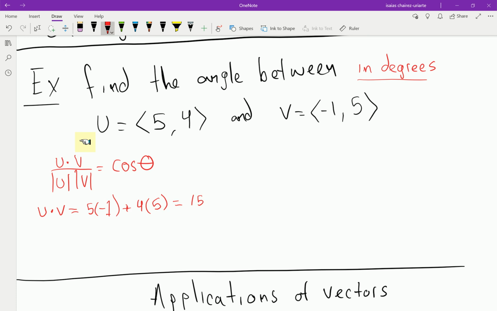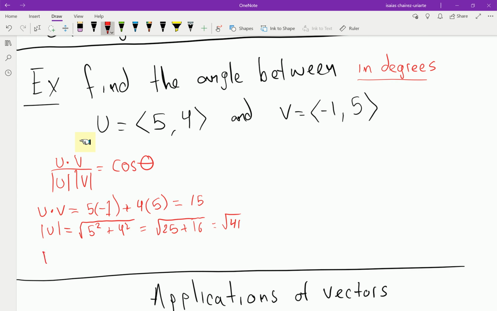Now let me compute the magnitude of U. The magnitude of U is going to be the square root of 5 squared plus 4 squared. So that's the square root of 25 plus 16, which is the square root of 41. 41 is a prime number, so I don't think we can do much with that radical.